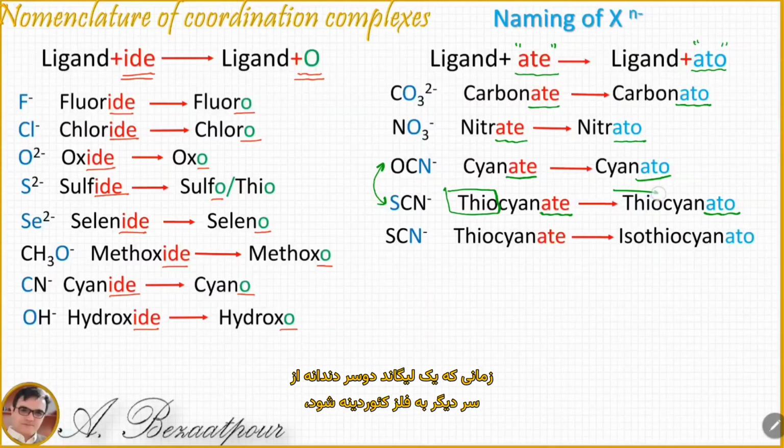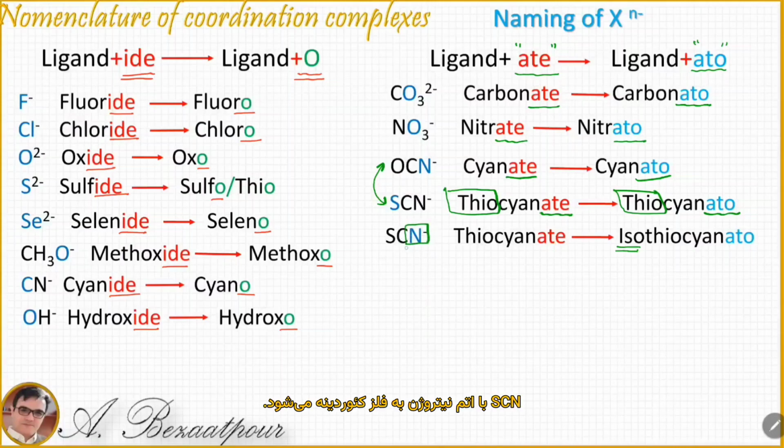So, when an ambidentate ligand is coordinated to the metal from the other side, we use the prefix iso at the beginning of the ligand name, same as isothiocyanato. In isothiocyanato, the SCN is coordinated to the metal with the nitrogen atom.